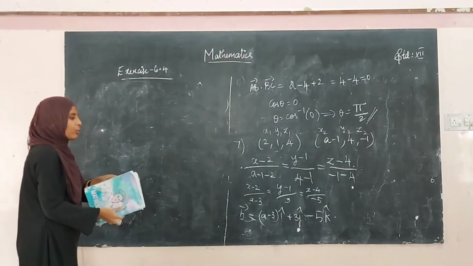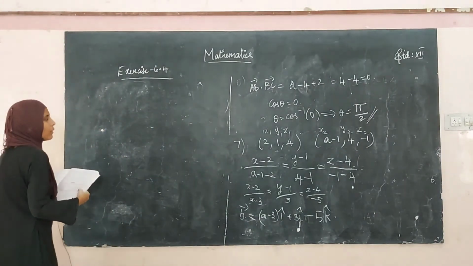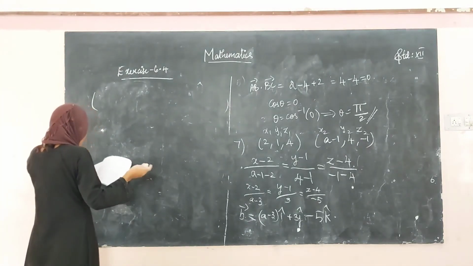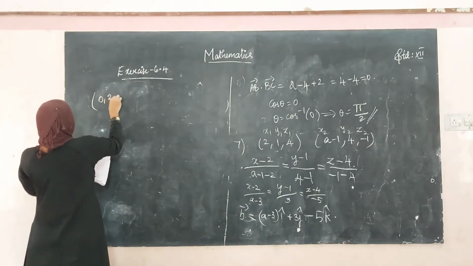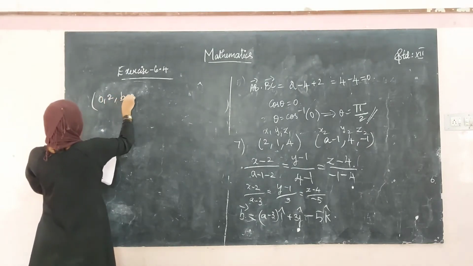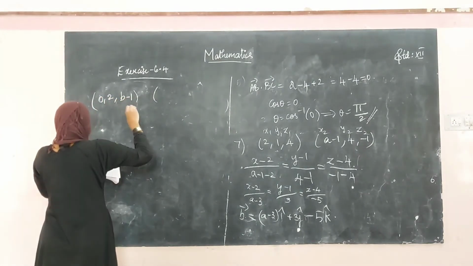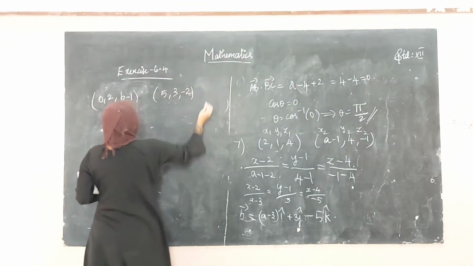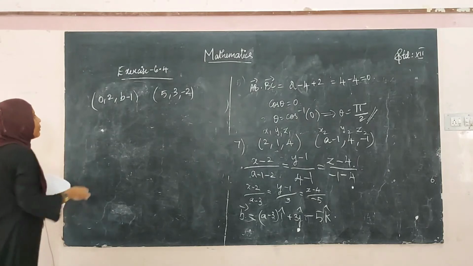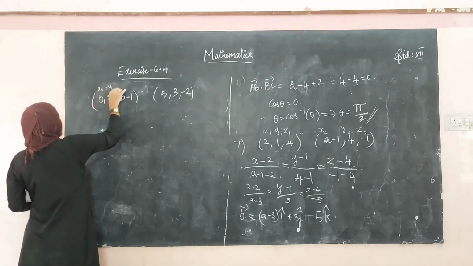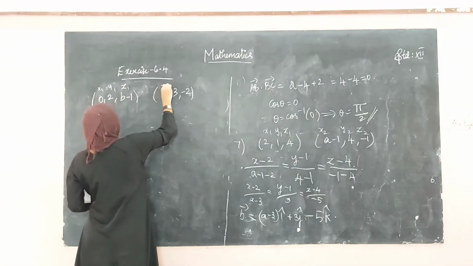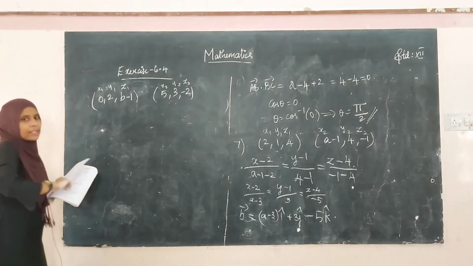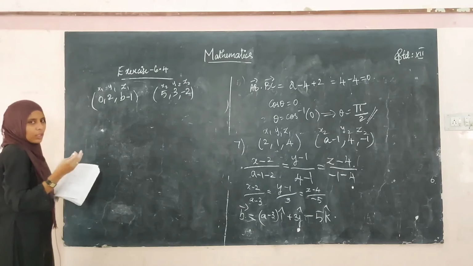Similarly, we have to find the d vector. For that, we have to take another 2 points. The other line is joining the points (0, 2, b minus 1) and (5, 3, minus 2). Now this is x1, y1, z1, x2, y2, z2. Now use the formula: x minus x1 divided by x2 minus x1 equals the same for y and z.